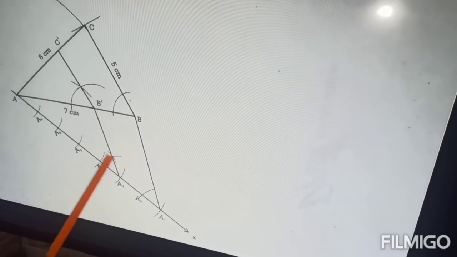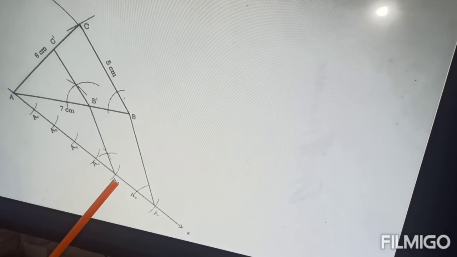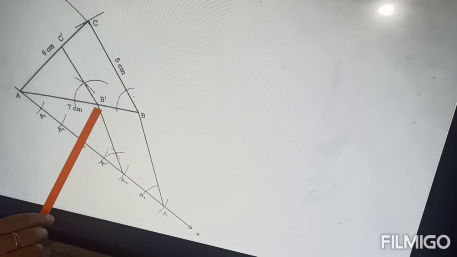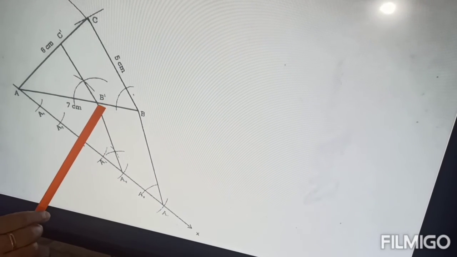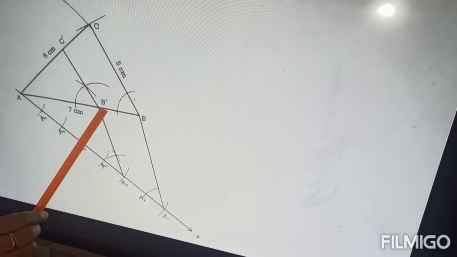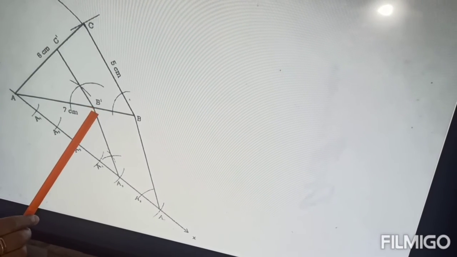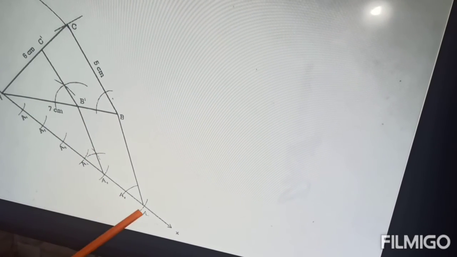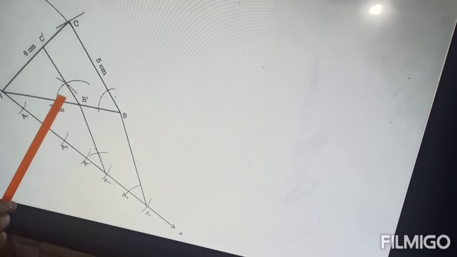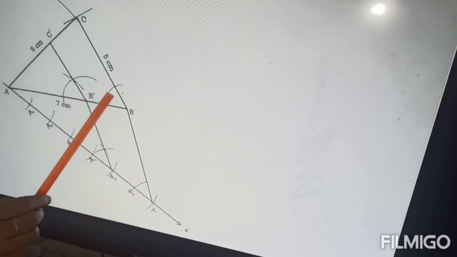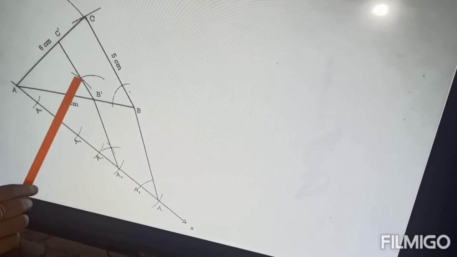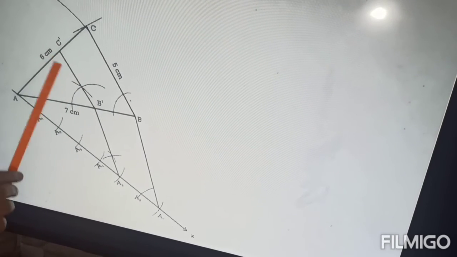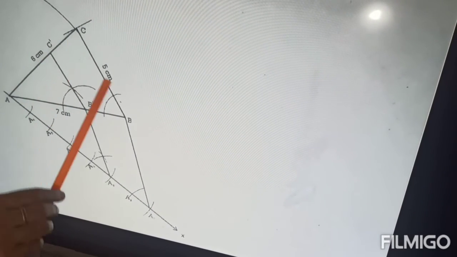Okay, understood now? Then here also, A5 cuts AB; name that point B1, or B dash. At this point again we have to draw one straight line that is parallel to BC. What we did here, the same thing we have to do here. This angle should be equal to this.